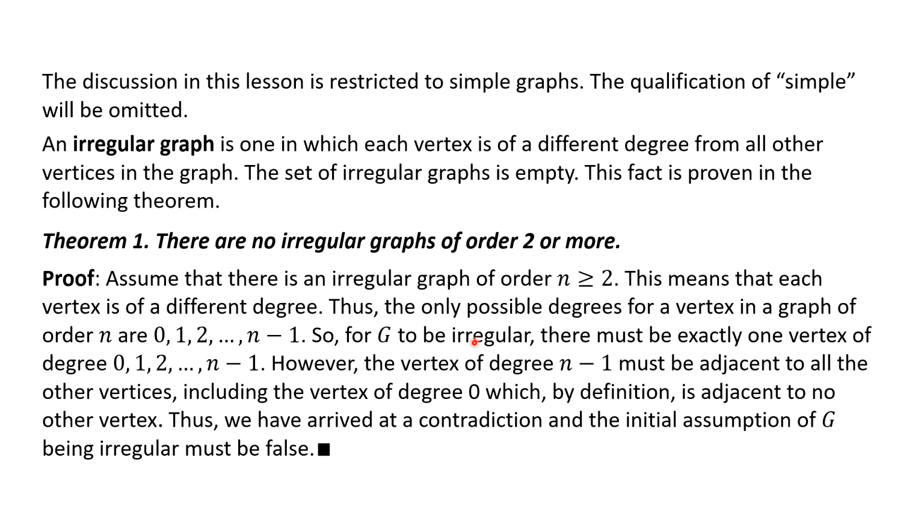So for G to be irregular, there must be exactly one vertex of each of these degrees, from 0 to n minus 1. However, the vertex of degree n minus 1 must be adjacent to all the other vertices, including the vertex of degree 0, which by definition is adjacent to no other vertex. Thus, we have a contradiction, and our initial assumption must be false.